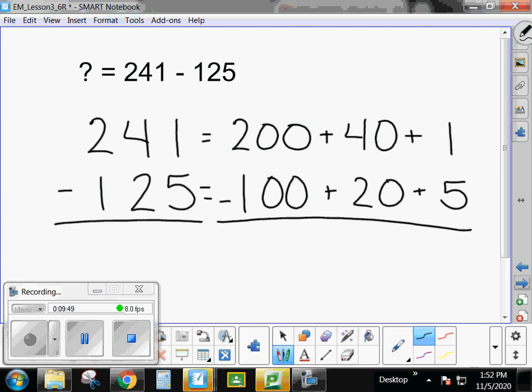The strategy is called expand and trade. Let's get all of our trading done. Let's check each place value. 200's bigger than 100. We're good to go. 40 is bigger than 20. We're good to go. 1 is not bigger than 5, so I need to do some trading. I don't have enough 1s.